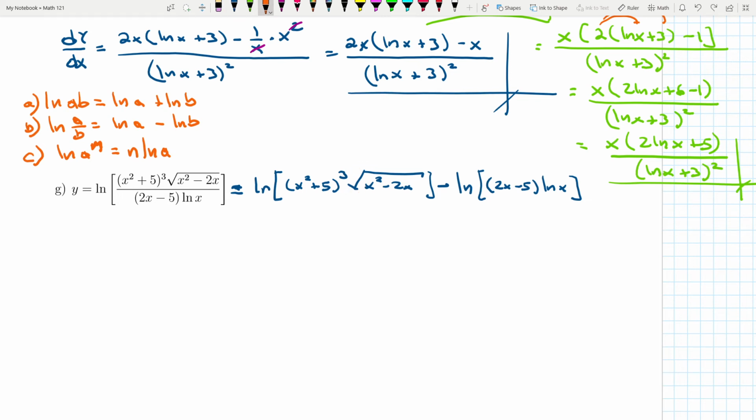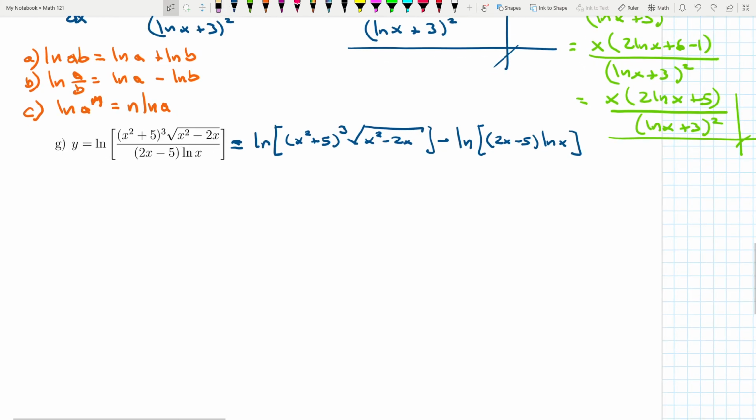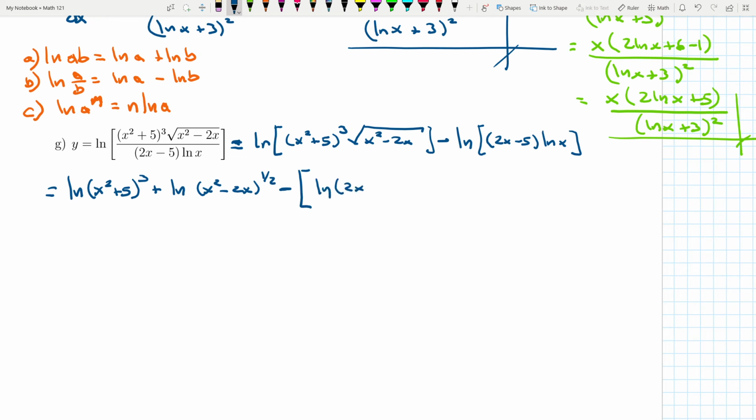That is, what we're going to do here is ln of (x squared plus 5) to the third power plus ln of (x squared minus 2x), the whole thing to the 1/2 because the square root means 1/2 power. And then minus, when I write a minus, I need to make sure that I have ln of (2x minus 5) plus ln of ln x.